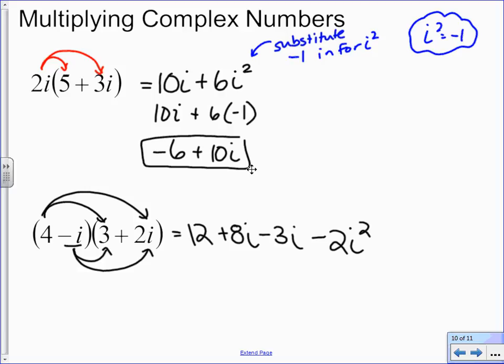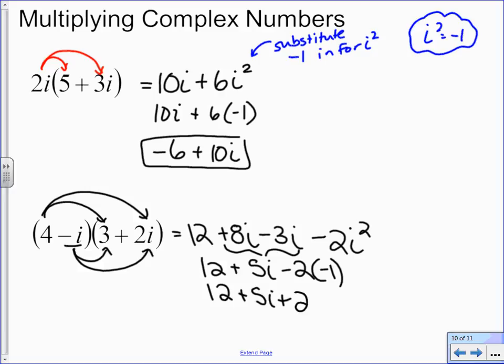So when you have a binomial times a binomial, you should show up with 4 terms that can be simplified, right? Probably have some combining like terms, and then you've got your i squared. So positive 8i minus 3i is going to be 5i. And then I'll have minus 2 times i squared, but that's times negative 1. So then this becomes 12 plus 5i plus 2. And then I get 14 plus 5i for my final answer.